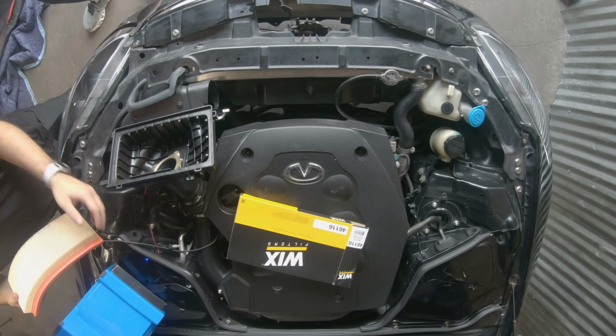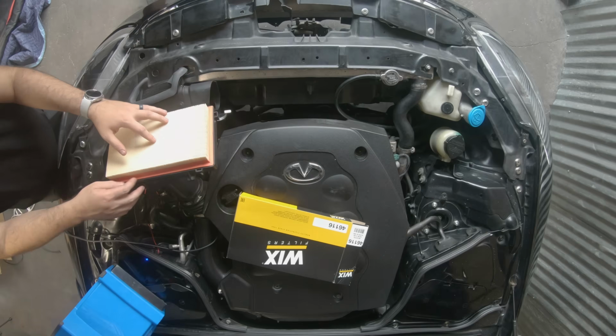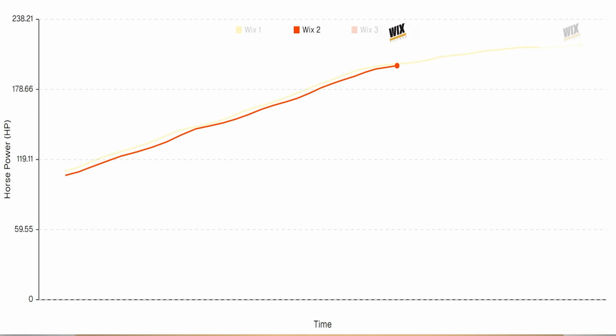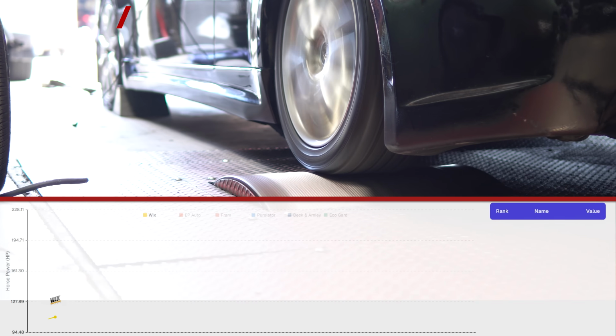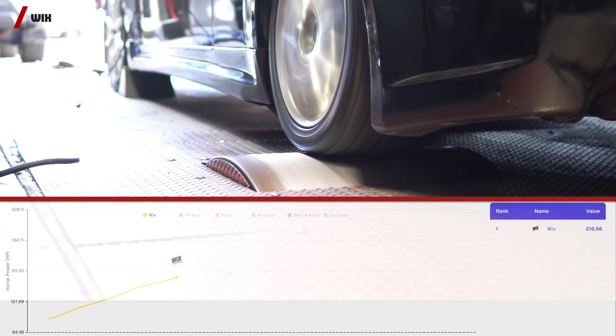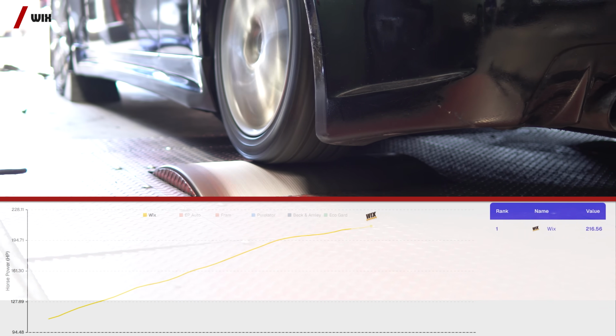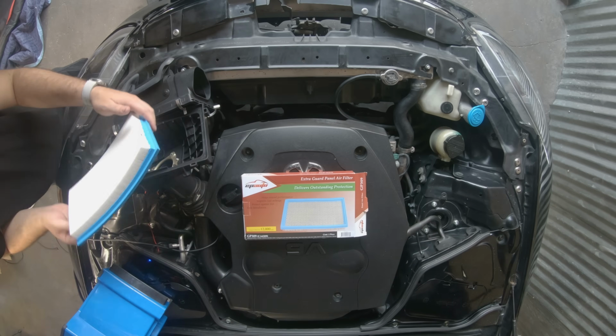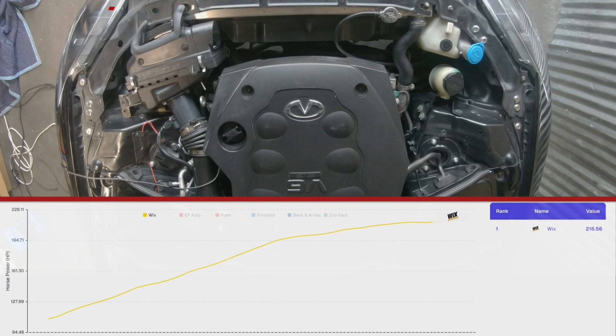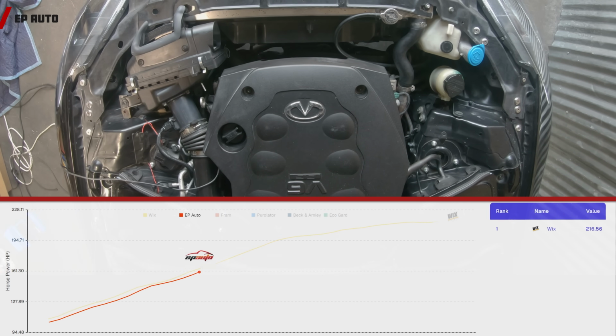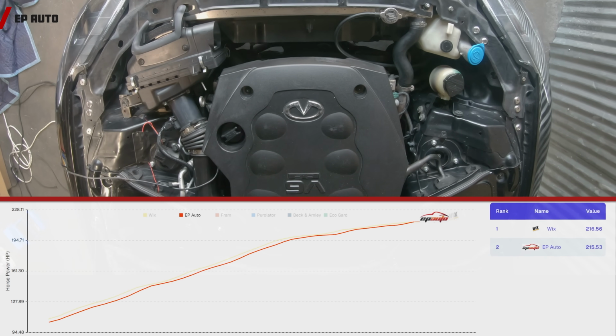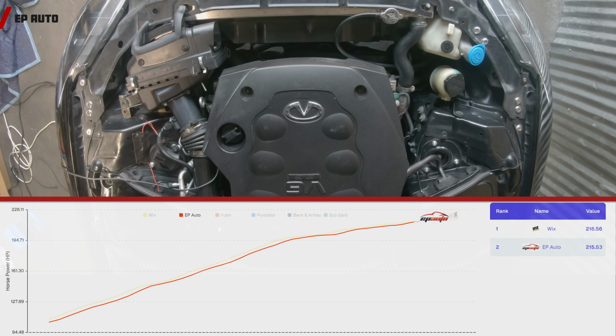Okay, let's head on out to the dyno. First up, we'll be testing the Wix filter. With each filter, we'll be doing 3 dyno pulls and we'll be comparing the best run of each filter. The best run for the Wix was 216.56 horsepower. Next up, we have the EP Auto with a max horsepower of 215.53, a decrease of 1 horsepower compared to the Wix filter.